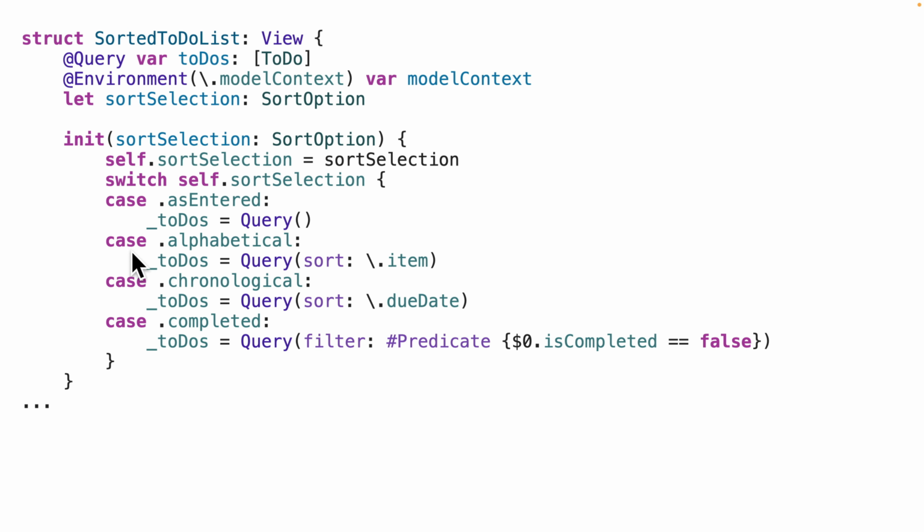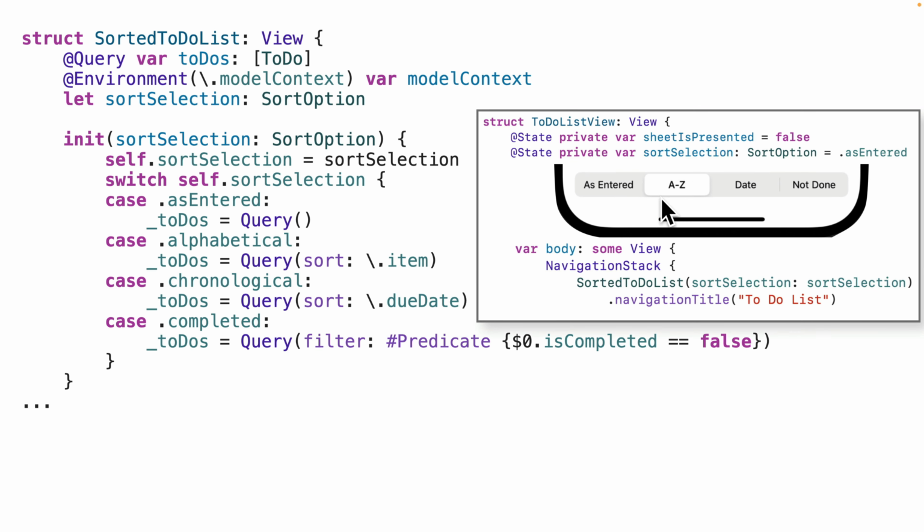So this here is the initializer that we're going to add to our SortedToDoList view. Now it runs when this view is created or recreated, and this will happen anytime the sort selection is updated when we click on the picker view, since the sort selection is a state value. It's a state here, not here, but this view will be redrawn since this state value here is in the call to set up our SortedToDoList in our navigation stack.